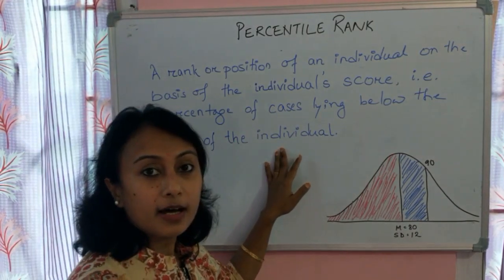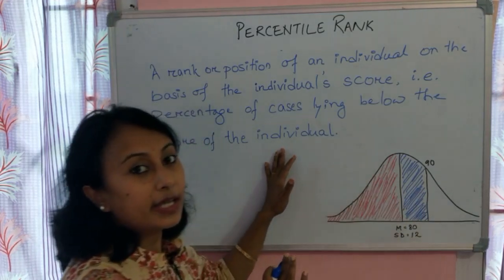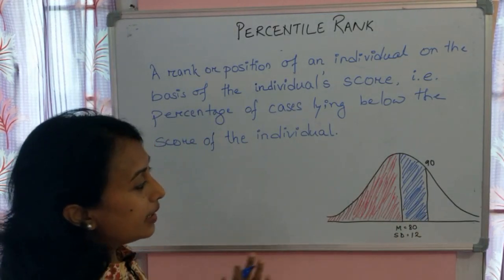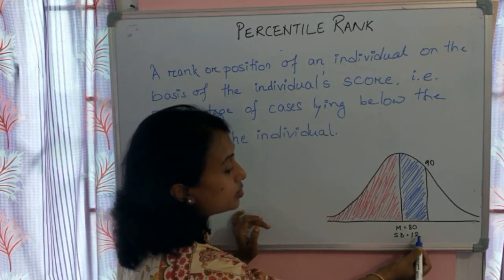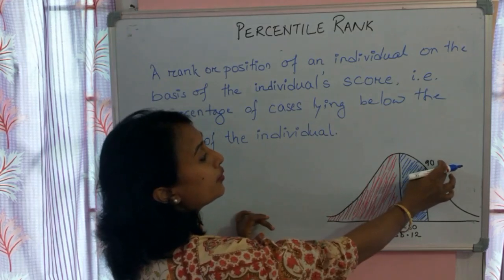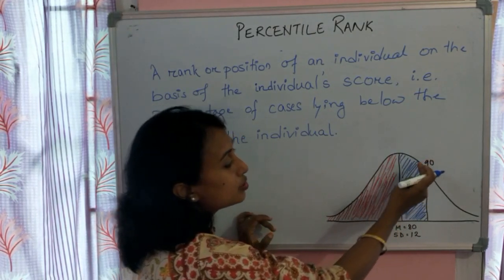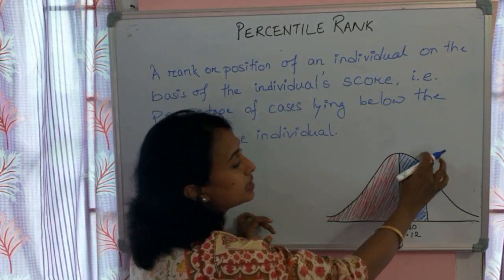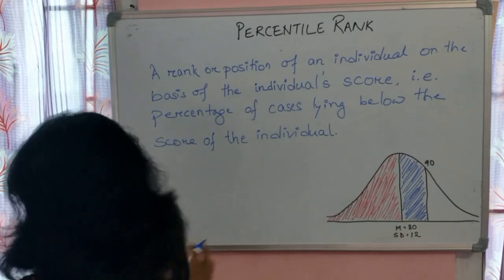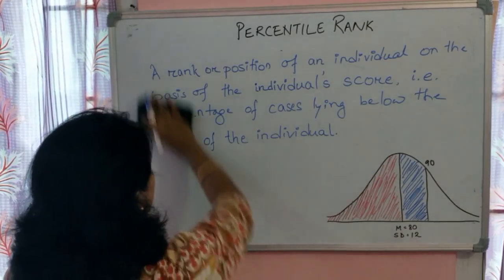So let's try to understand it in terms of the NPC. NPC is already drawn. See, mean is 80, SD is 12, and the score for which we need to find out the percentage of cases below is 90. Before going to understand this, let's take the question.